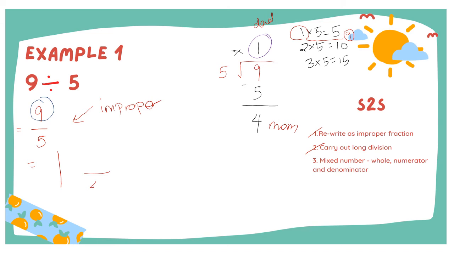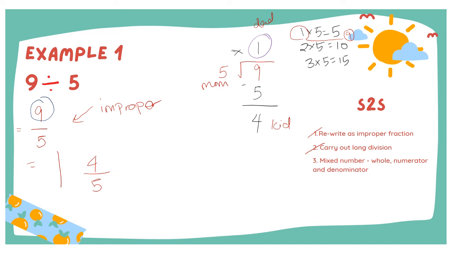Oh, hold on. Excuse me. That should be the kid right there. And here is the mom or the mother. So the mother goes to the bottom, at the denominator, and the kid goes on top. So both the father and the mother are protecting the kid. So now you have expressed 9 out of 5 from improper fraction to mixed number. You have your whole, numerator, and denominator.